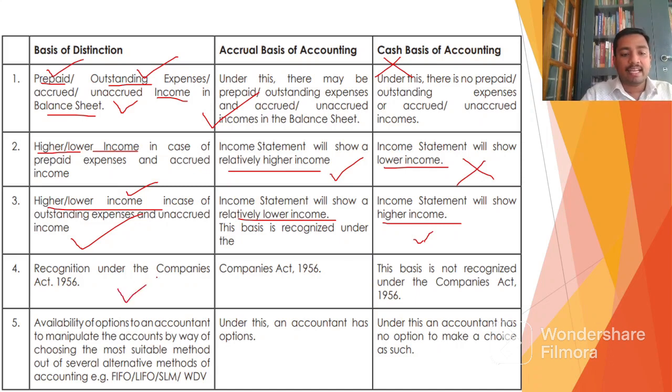And what is recognized? The accrual way of recording is recognized by the Companies Act 1956, but the cash basis of recording is not at all directly derived from the Companies Act 1956. Now it should be restated as 2013. And here the accountant has certain options on how to record the transactions, but in cash basis there is no option. If it is received in cash only, then it can be recorded. So there is no option for the accountant. That is the basic difference between the accrual basis and the cash basis of accounting.